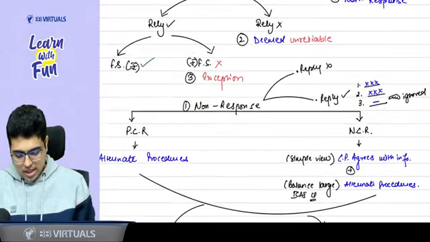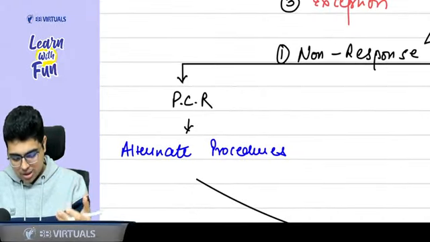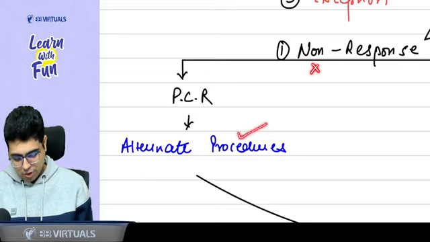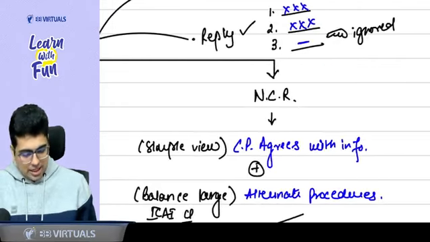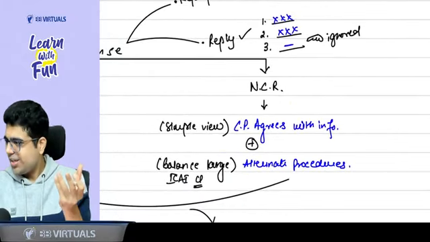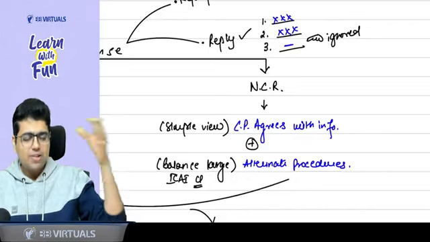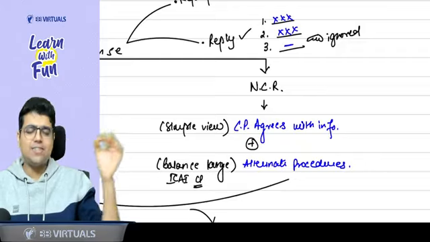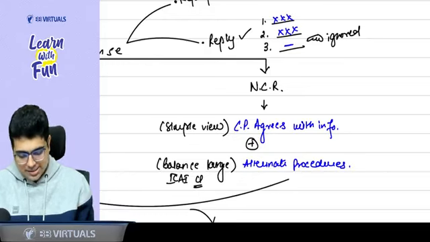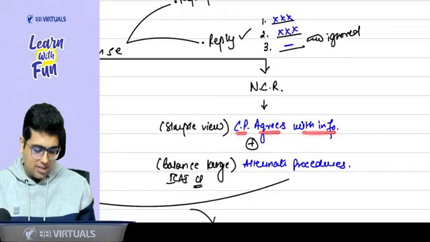Now, if it is a case of PCR, where the other party has to reply in all cases, if they don't respond to you, you don't have any other option but to go for alternate procedures. If it is a case of NCR and you don't get a reply, that is a good thing, because in NCR the other party will reply only when they disagree with the information. So if they are not replying, that means they agree. The simple view is, if you don't get a reply, that means the confirming party agrees with the information.